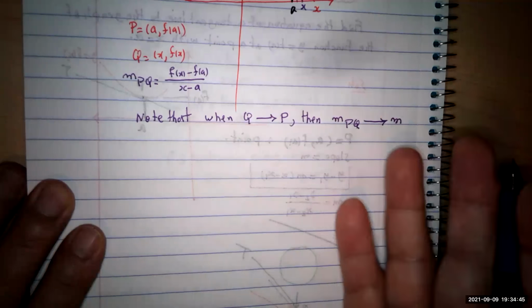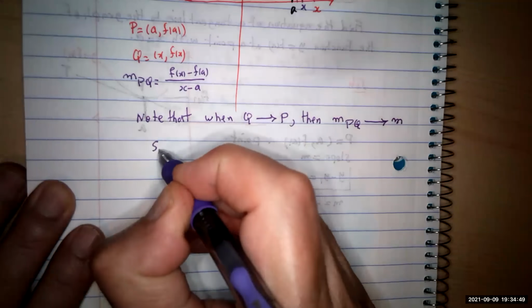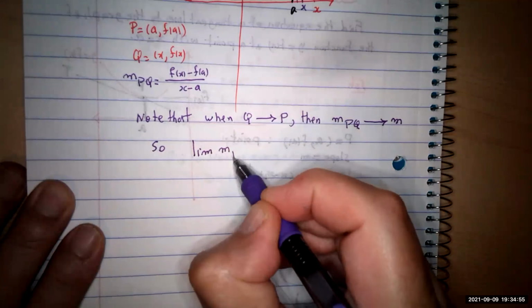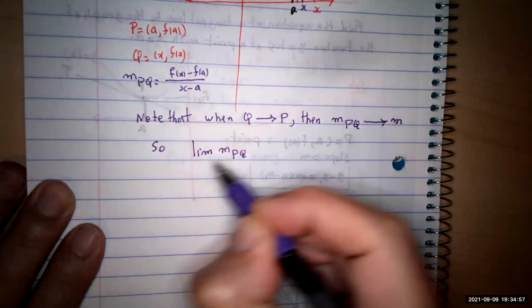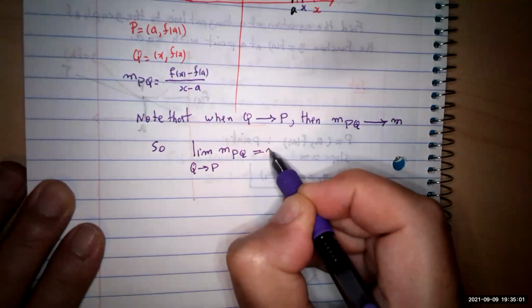But you know that you can write it down in the language of limits. So this means the limit of these numbers that we estimated for the slope of a secant line, when the Q goes to P, is going to be equal to the M, which is going to be the slope of your tangent line.